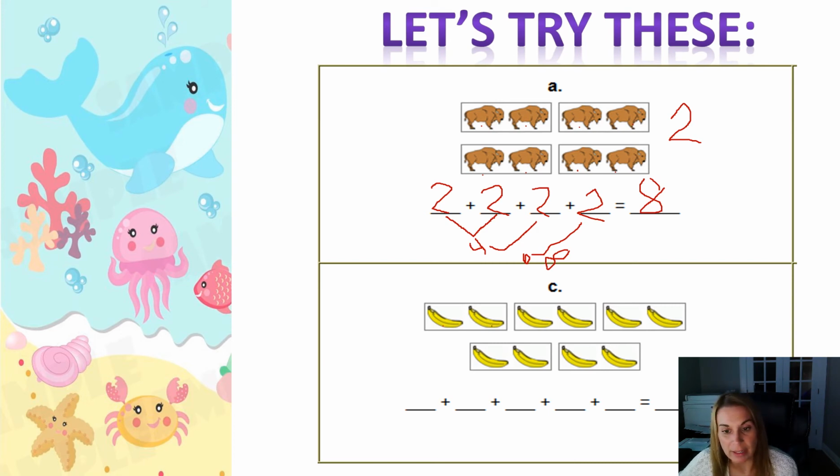Okay? All right. This one is very similar because let's take a look. How many bananas do we have in each group? I'm counting the same number over and over and over again, right? We have 2 bananas in each group. So what number are we going to repeat? You guys got it. I see it coming through in the chat box. We're going to add the number 2. And how many times? 1, 2, 3, 4, 5 times because we have 5 groups of bananas.